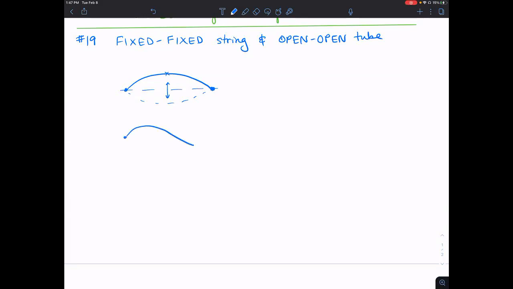Mode 2 will look like that. And then mode 3, try again, will look like that. Okay. So you can see the nodes and the antinodes. The number of antinodes is the mode number. We would call this mode 1, and this mode 2, and this mode 3.